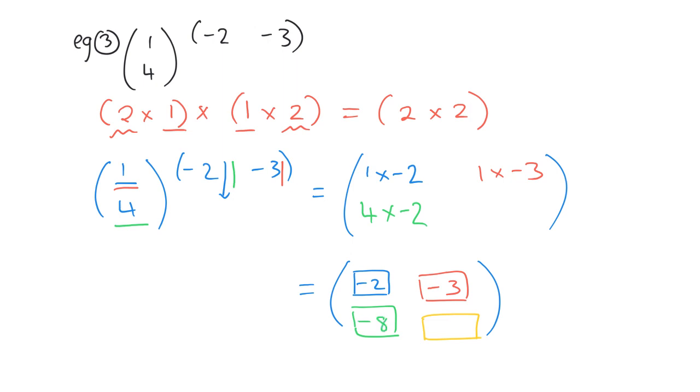And our yellow one then, it's in the second row and the second column. So we multiply the second row by the second column. So we get 4 by minus 3, which is minus 12.